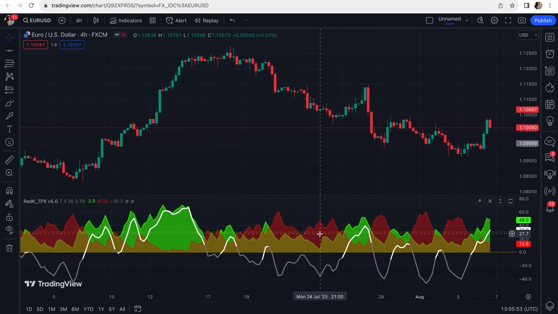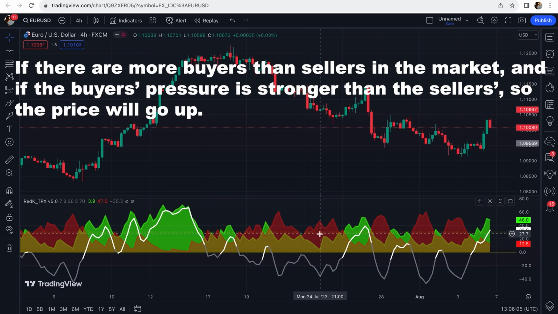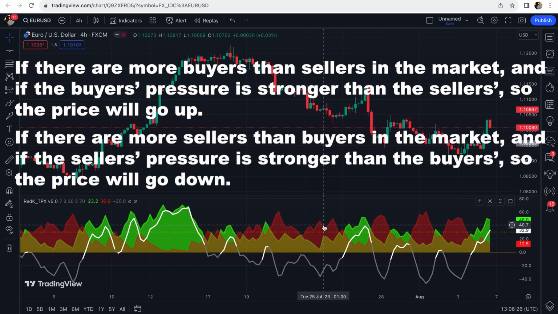And there is no magic behind this indicator, just a simple fact that all of you know about financial markets. If there are more buyers than sellers in the market, and if the buyers' pressure is stronger, the price will go up, and if there are more sellers than buyers in the market, and if the sellers' pressure is stronger than the buyers' pressure, the price will go down.